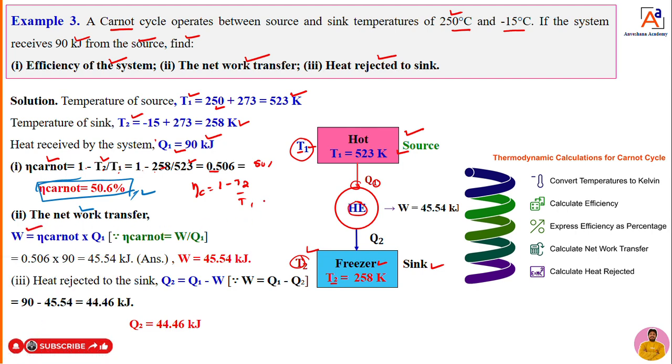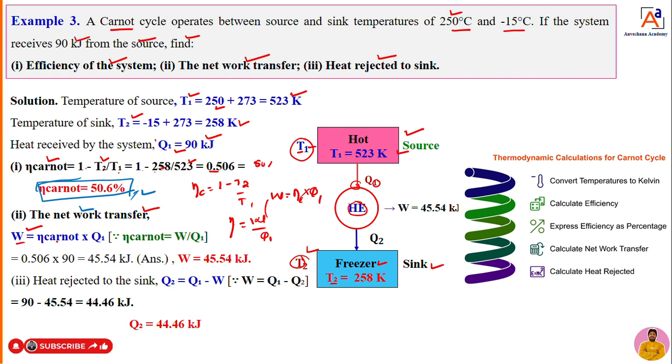So we know efficiency is equal to work done to heat supplied. Heat supplied we can take as Q1 here now. So how to calculate the work done here now? Now work transfer, how to calculate now? So therefore I can modify this equation. How can I modify this equation? Capital W is equal to eta C into heat supplied, that is Q1.